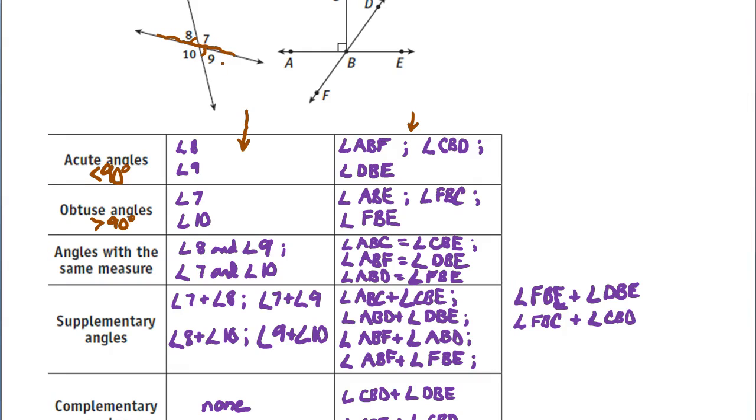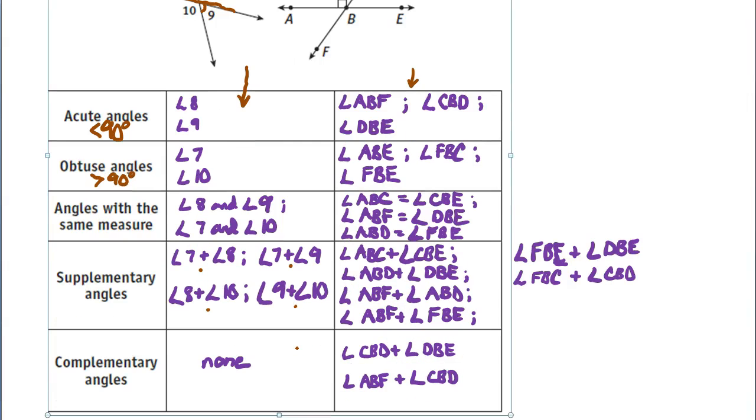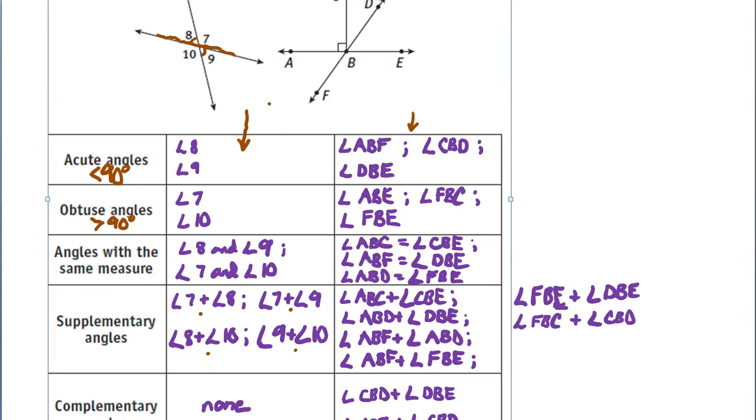There are other angles that can be paired together to create straight lines. And so here are the 4 angle pairs that are supplementary. Last, we have complementary angles. Complementary angles add up to 90 degrees. In the first figure, there are no pair of angles that add to 90. The answer is none.